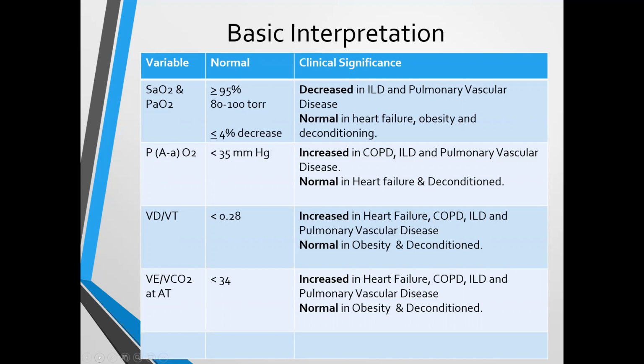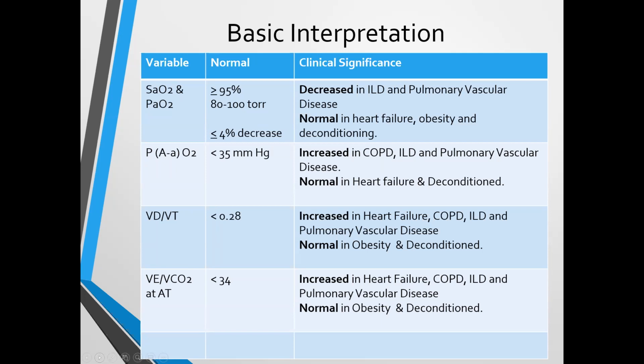So it could be decreased in interstitial lung disease and pulmonary vascular disease. It could be normal in heart failure, obesity, and deconditioning. Like I said in the very beginning of this presentation, these parameters can be very helpful, not necessarily singularly, but in concert with one another in screening for what's going on with the patient.